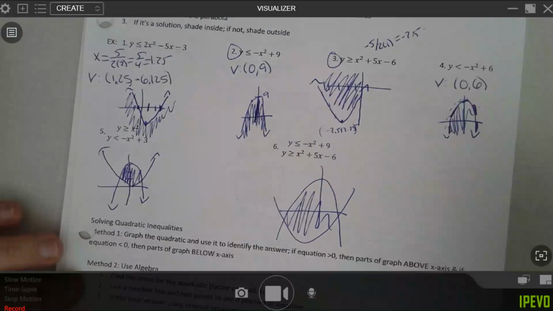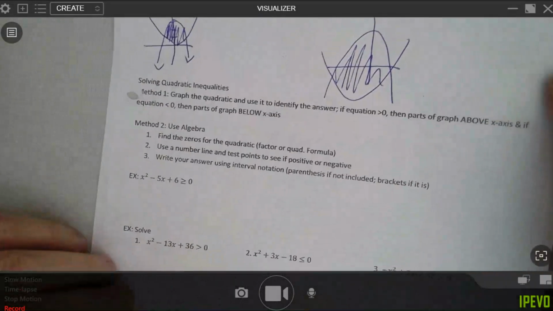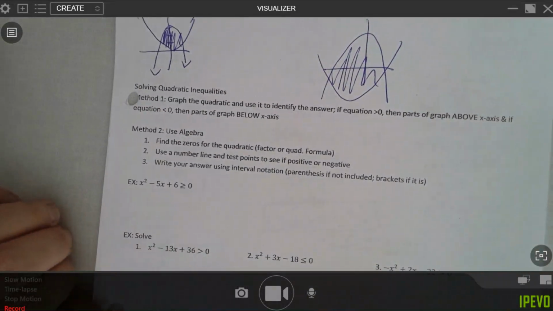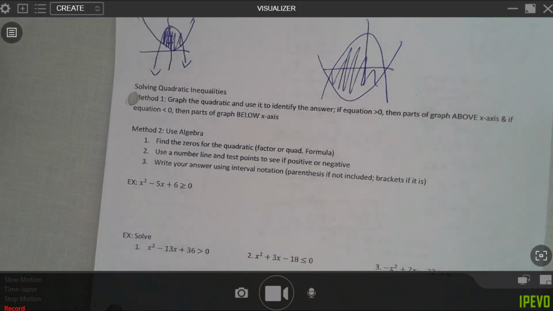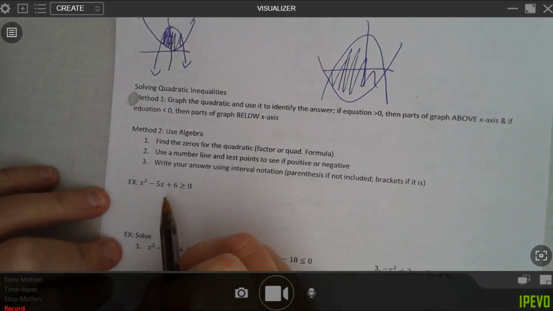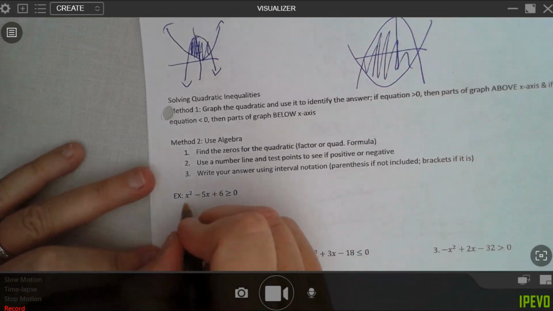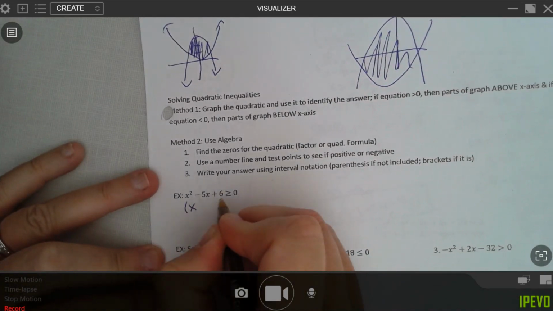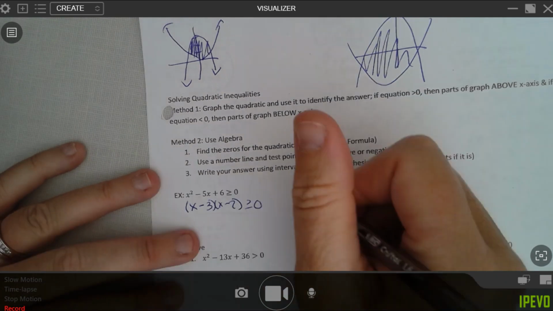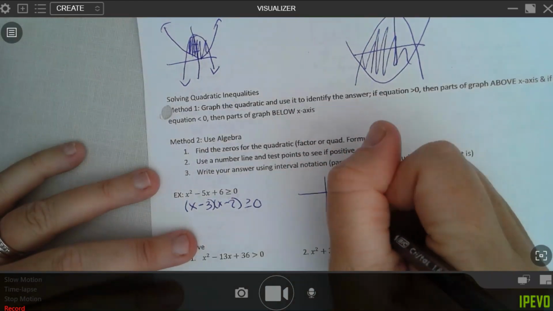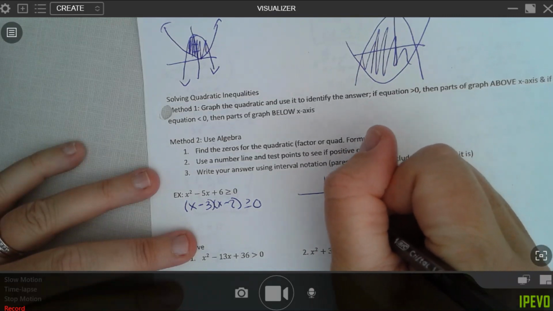Okay, now for the tricky stuff. So we're going to solve these algebraically. So what you have to do first is find your zeros. That's the most important thing. So I'm going to go ahead and factor this. So factors of 6 to get negative 5 would be negative 3 and negative 2. So that tells me, like on a graph, that I'm hitting at 2 and 3.